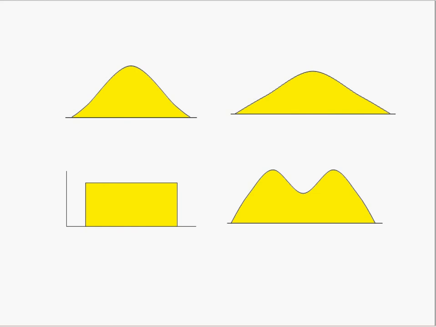Here, look at these examples. Symmetrical distribution, uniform distribution, where all the values occur with the same frequency. This is obviously bimodal distribution.